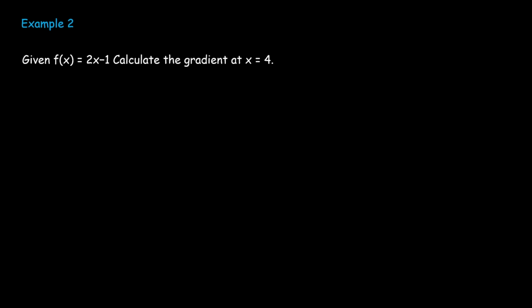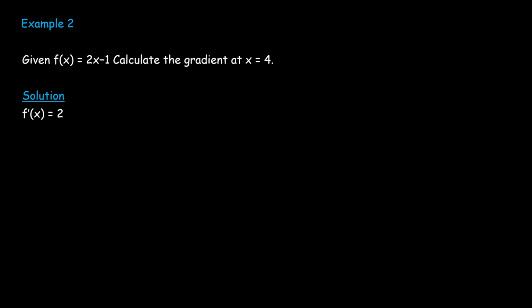Example number 2. Given the function f of x is equal to 2x minus 1, calculate the gradient at x equal to 4. Now this one is interesting. So let's take a look at the solution. We start by differentiating the function once again. In this case, it will simply be 2.